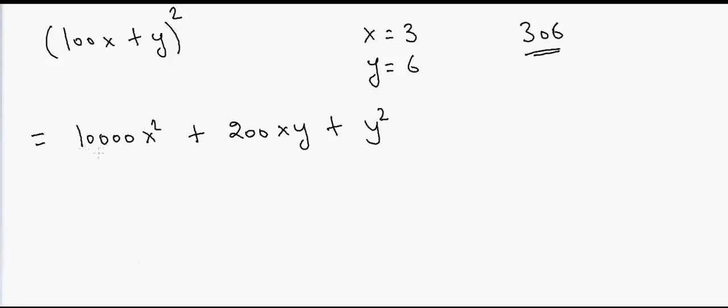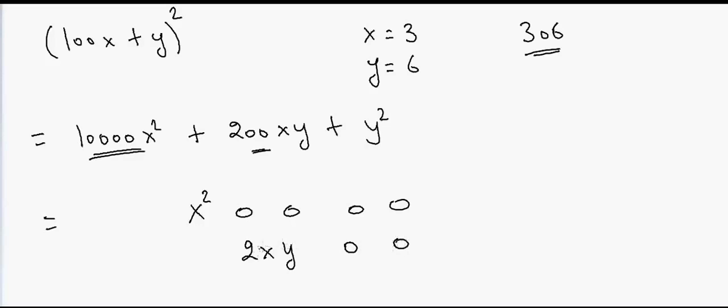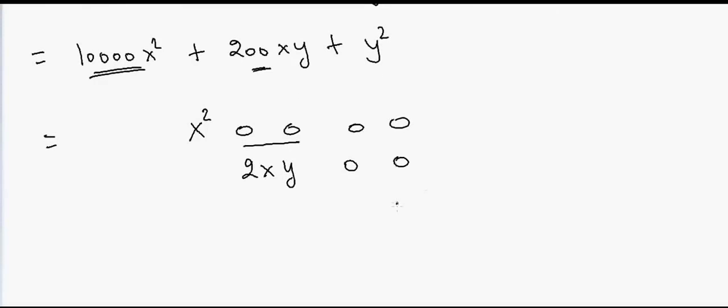Now you can see that we have 4 zeros for x square, 2 zeros for 2xy, and no zeros for y square. So if we add them together, it will look something like this: x square 0 0 0 0, right? And then we have 2xy 0 0. So this 2xy will go onto the next two digits here, right? And then we have y square, which will go here. Because there is a 0 here, the y square can occupy the last two digits.